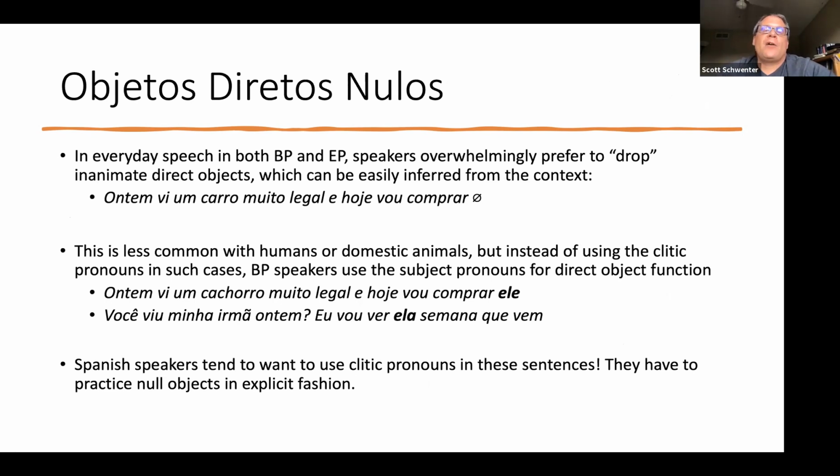Okay, now let's talk about one of my favorite things. One of my favorite things is actually invisible, because it's null direct objects, or in Portuguese, objetos diretos nulos. And you find this both in Brazilian Portuguese and European Portuguese, and I assume in African varieties of Portuguese as well. Speakers overwhelmingly prefer to, and then I put in quotes, drop, right? And they prefer not to say the pronoun when it's an inanimate direct object.